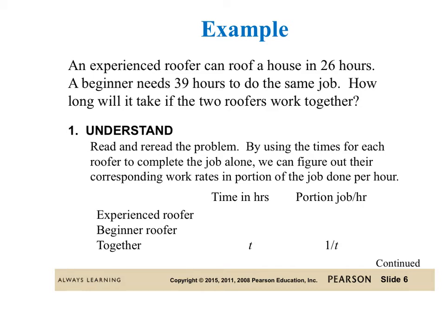A beginner needs 39 hours to do the same job. How long will it take if the 2 roofers work together? Now we need to reread the problem and make sure we understand what's going on. We know that the experienced roofer can do the whole house in 26 hours. We also know that the beginning roofer needs 39 hours to do the same job, so he can do the whole job in 39 hours. And then we have the question, how long will it take if they work together?